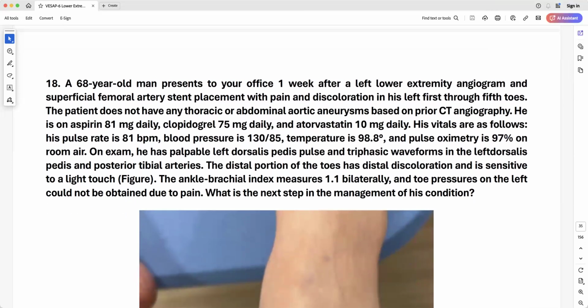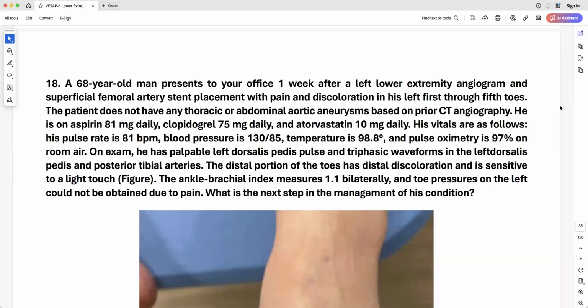Yes, Dr. Sam. A 68-year-old man presents to your office 1 week after a left lower extremity angiogram and superficial femoral artery stent placement with pain and discoloration in his left first through fifth toes. The patient doesn't have any thoracic or abdominal aortic aneurysm based on the prior CT scan. He is on aspirin 81 mg daily, Plavix 75, and atorvastatin 10 mg daily. His pulse is 81, blood pressure is 130/85, temperature is 98.8, and pulse oximetry is 97% on room air.